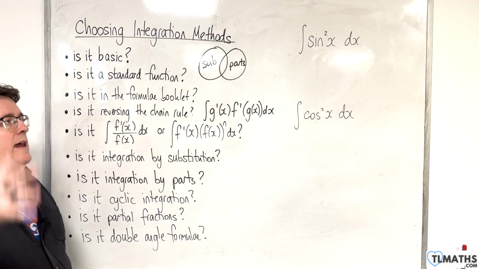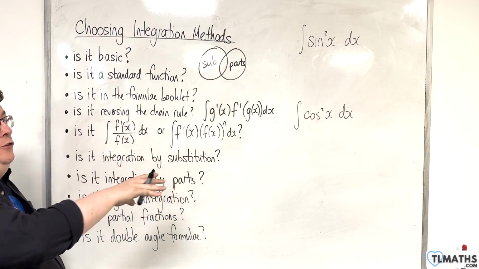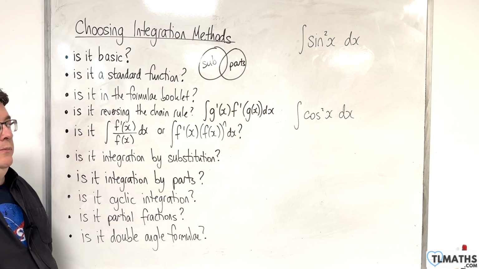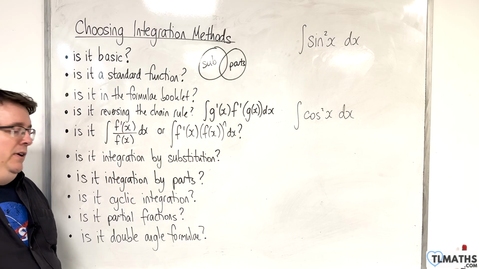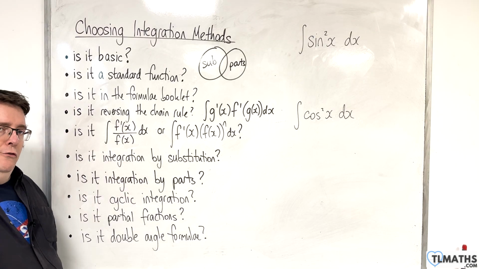So finally, is it an integral of sine squared or integral of cosine squared by themselves? In which case, we have to use double angle formulae.